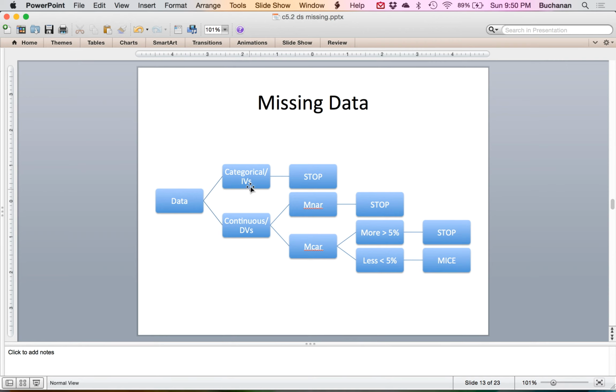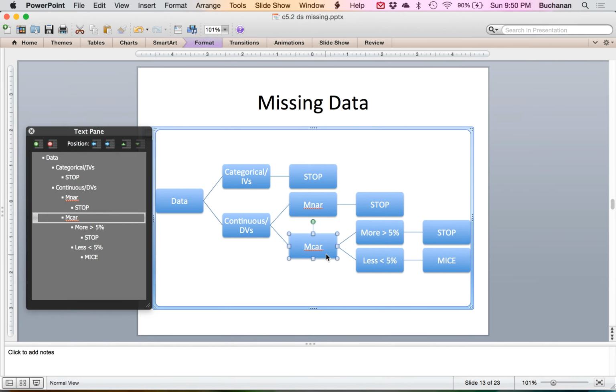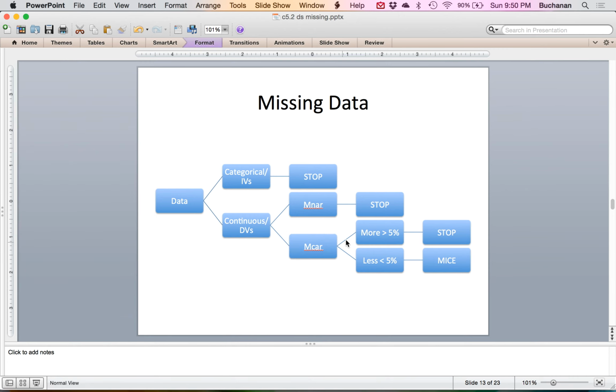If it's categorical or demographic, stop. So don't replace that sort of data. If it's continuous, let's keep going. If it's missing not at random, so they quit taking the survey or everyone has skipped question 7, stop. Don't replace that data. If it's missing completely at random, so it's an accident, but it's more than 5%, don't replace that data. And if it's missing less than 5%, mice it. So we're going to use the mice package.